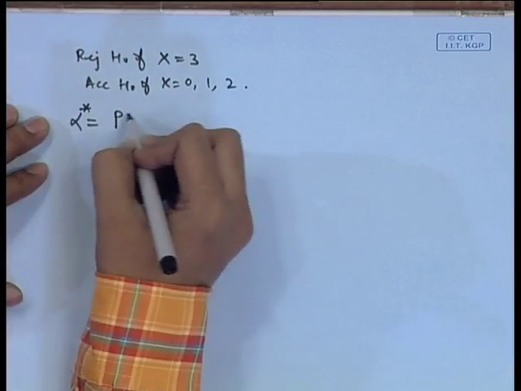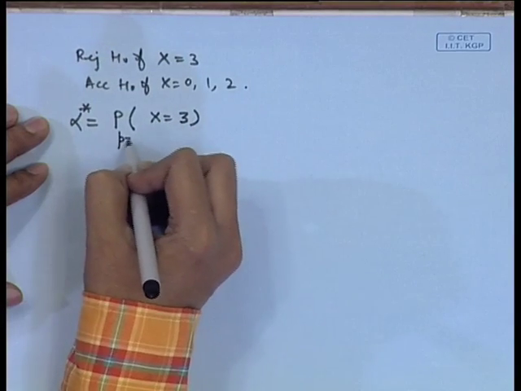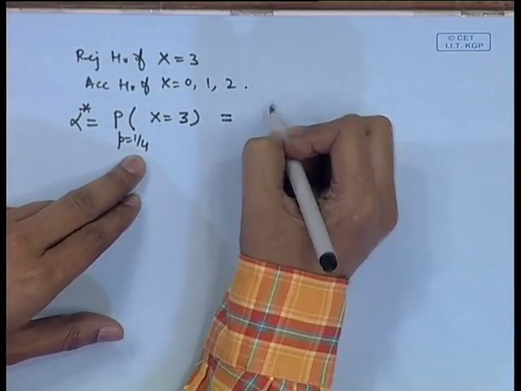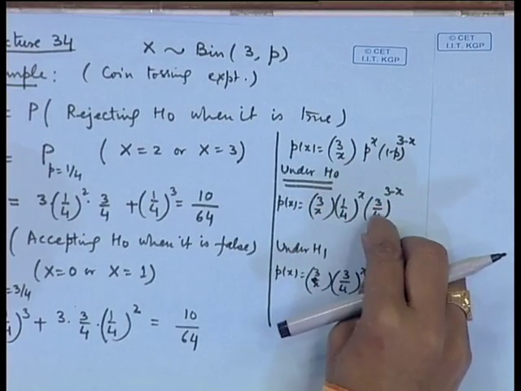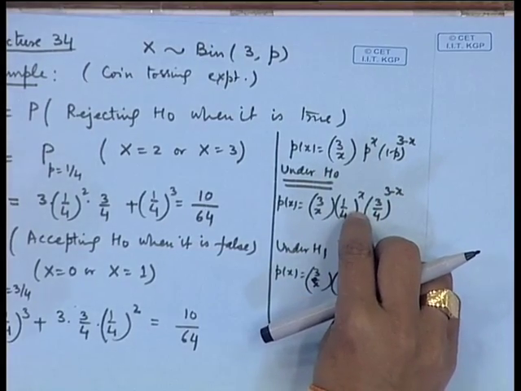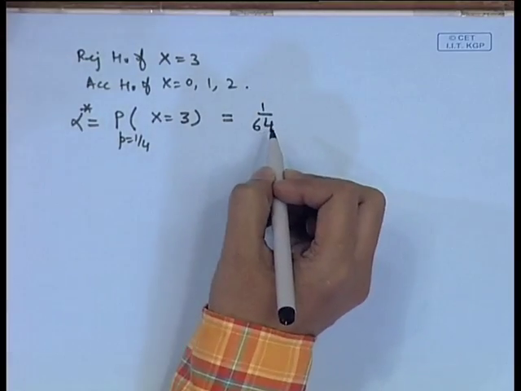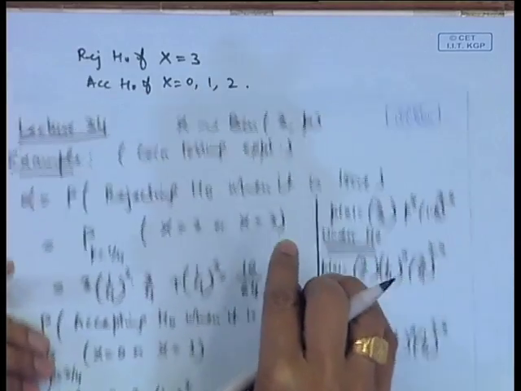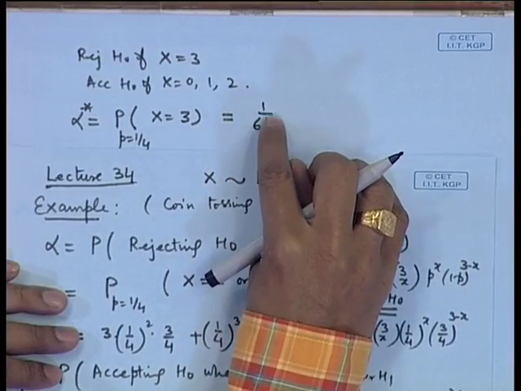Let me call it alpha star, that is the probability of x is equal to 3 when p is equal to 1 by 4. So, when p is equal to 1 by 4, we noted down the distribution here: 3 c x (1 by 4) to the power x, (3 by 4) to the power 3 minus x. If we substitute x is equal to 3 here, I get 1 by 4 cube, that is 1 by 64. So, naturally you can see here that the earlier test is having alpha equal to 10 by 64, this one is having 1 by 64. So, this is having a much smaller probability of type 1 error.